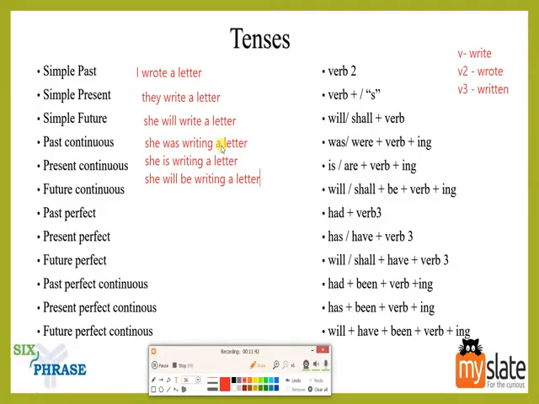Okay, so we are done with the continuous form. So let's talk about perfect here. What do you mean by perfect? When an action has been completed, right? When an action has been completed, that's when you use perfect.